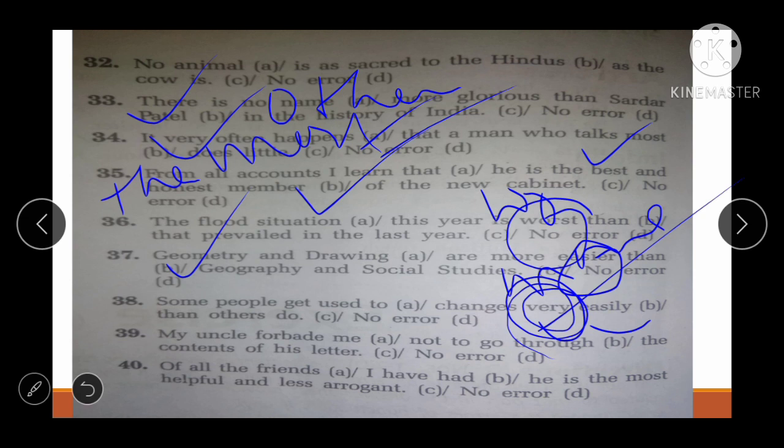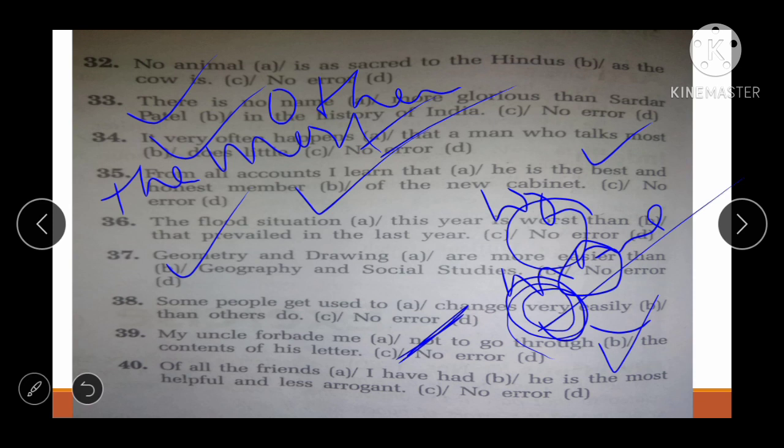My uncle forbade me not to go through the content of his letter. No error. See friend, you have to find the error. So my uncle forbade me not to go through the content of his letters. So not will not come here, right? So the error is in B.